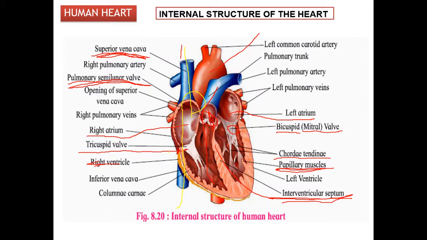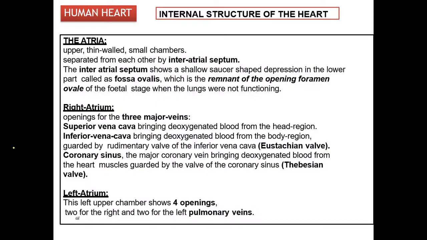The coronary sinus is nothing but a vein which carries deoxygenated blood from the heart muscle, and it directly opens into the right atrium for oxygenation. So there are three major veins: the superior vena cava, the inferior vena cava, and the coronary sinus.